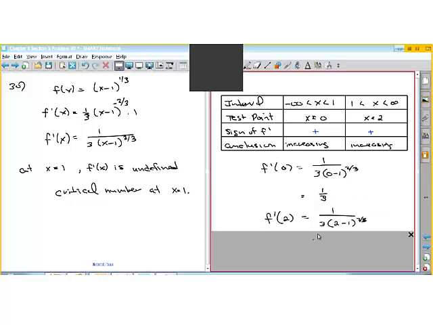Now if you do the second one, 2, you get 1 over 3 times 2 minus 1. Well, 2 minus 1 is 1. So 1 to any power is 1. So you still get positive numbers. So in this case, we don't have a change. We have both positive numbers here. So it's increasing up to this critical number, and then it's increasing again.